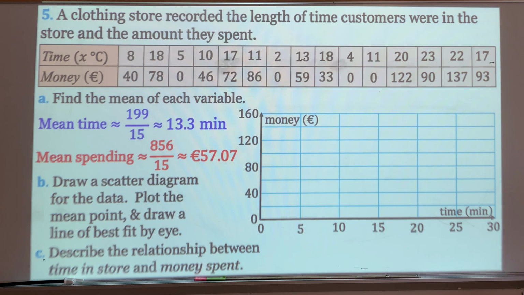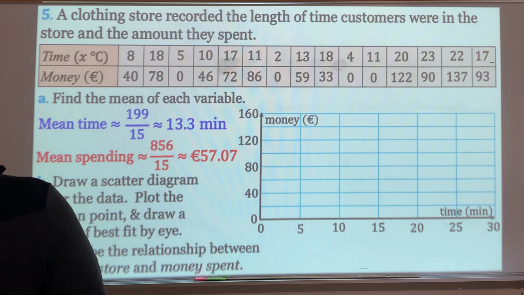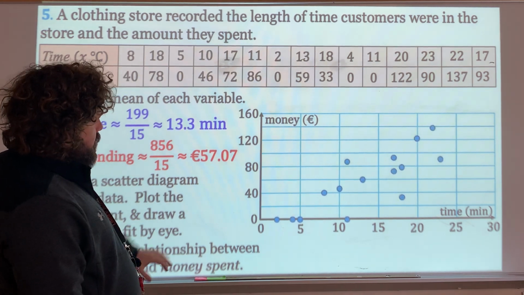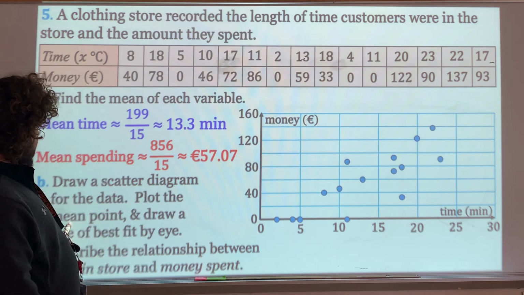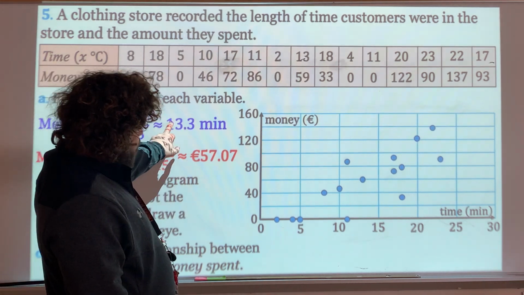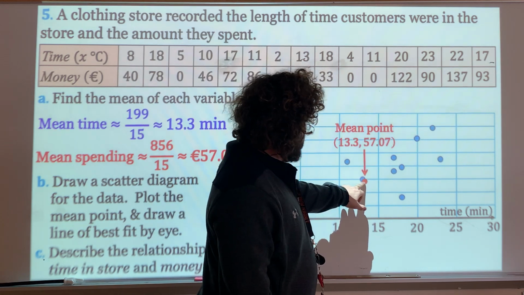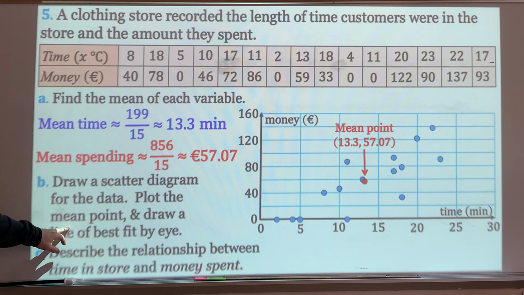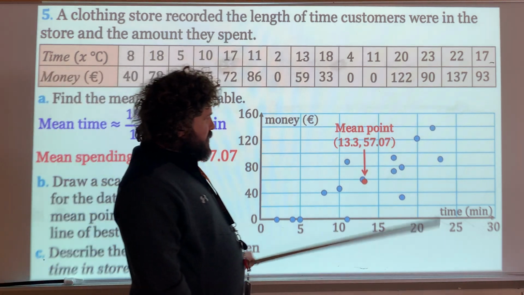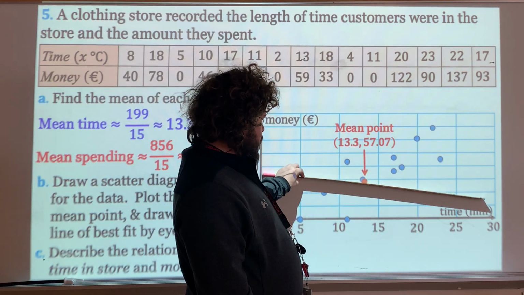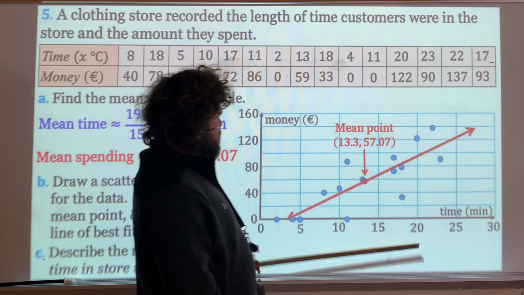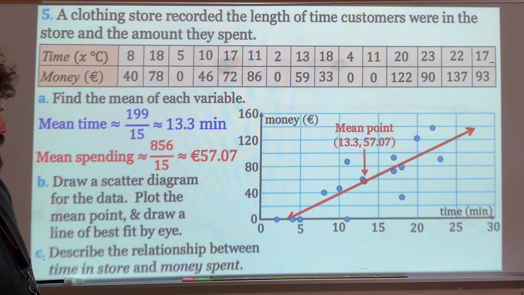Draw a scatter diagram. You can put all the points down there. It says plot the mean point. The mean point is 13.3 over and 57.07 up. Remember the best fit line? That graph has to go through the mean point, and you want about as many points above it as below. So that's approximately what our line looks like.